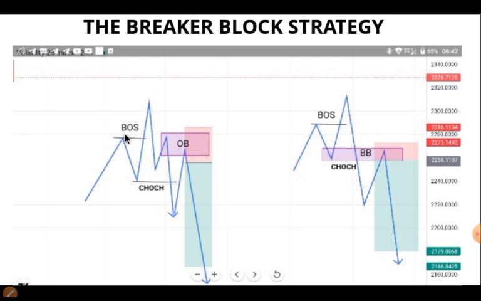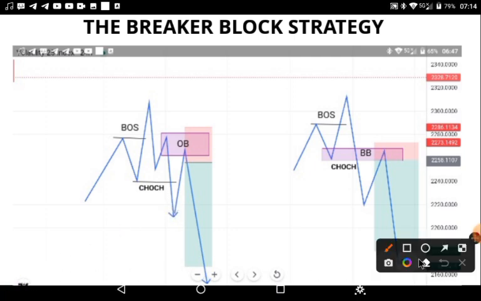We call this a break of structure. Whenever it closes above the high, we call it a break of structure. When it closes above the high again, we call it a break of structure. But whenever price turns, comes back, breaks and closes below the low, just as you can see here, then we call it a change of character. Do you understand?